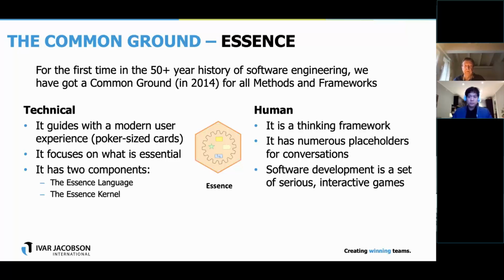It has two components. It's a language, which is very trivial. You learn it in 2 hours. It's a very simple language, meaning it's symbols. You use symbols to talk about an activity, use symbols to talk about a work product like a document, and so on. And then it's the kernel. And the kernel are these things that we always have when we develop software, always produce, always work with. So that's the technical stuff.